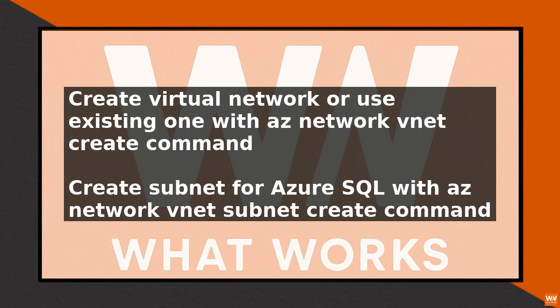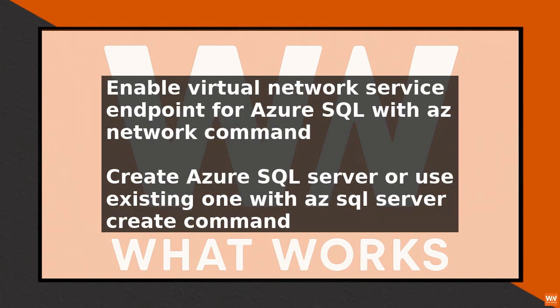prefix of the subnet. Now, you need to enable the virtual network service endpoint for Azure SQL. A service endpoint is a way to extend your virtual network to Azure services. To enable the service endpoint, use the command az network vnet subnet update, specifying the name, virtual network, and service endpoints of the subnet. Then, create an Azure SQL Server or use an existing one.